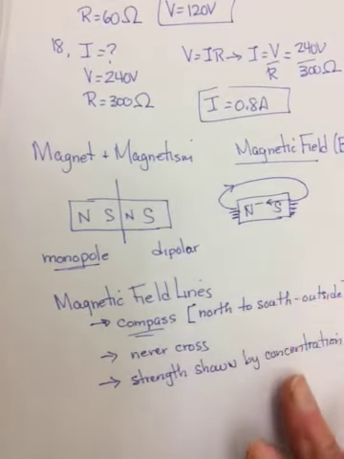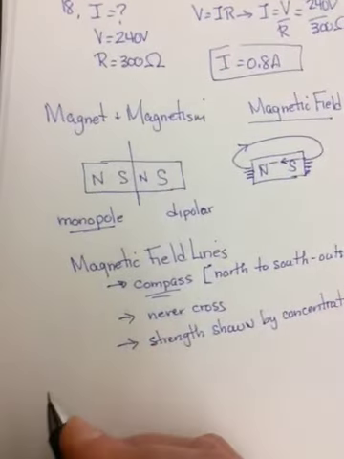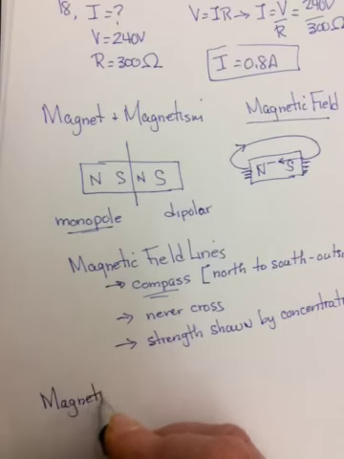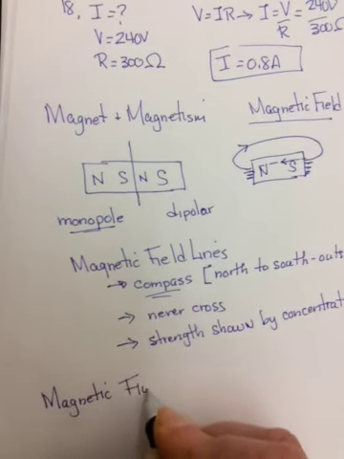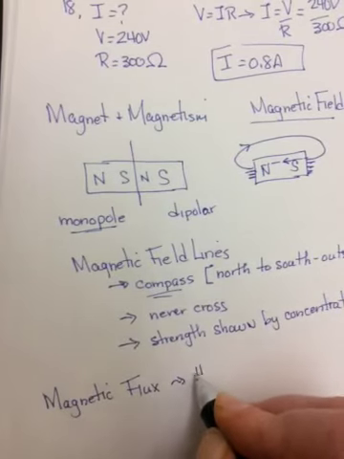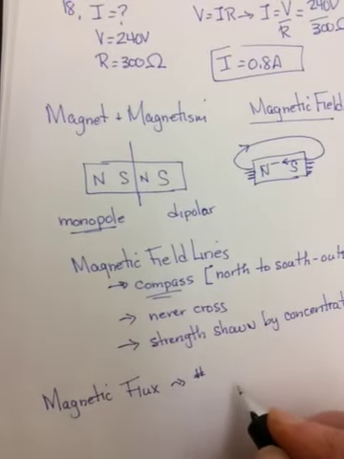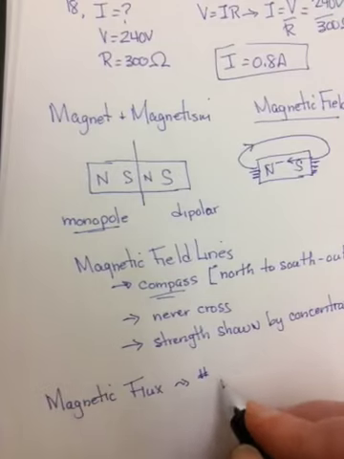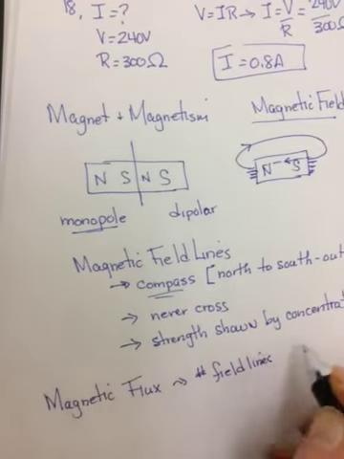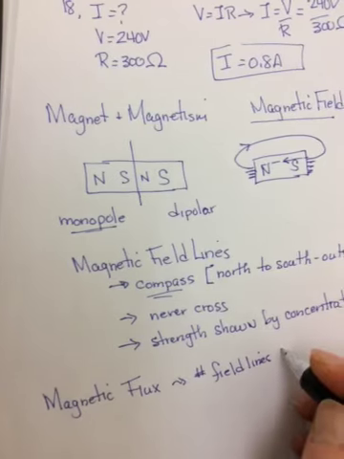There's one word that I didn't mention today, and it's called magnetic flux. Magnetic flux. And it's simply the number of field lines passing through a given area or a given surface. So it's the number of field lines passing through a surface or a given area.